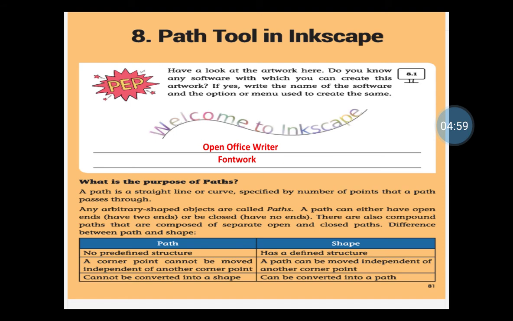Next one is that a path cannot be converted into a shape, but a shape can be converted into a path. These three are the differences between path and shape.